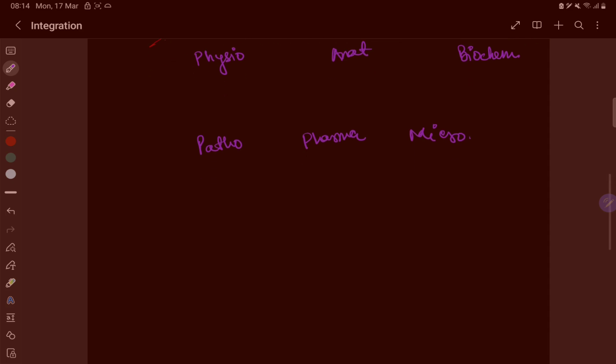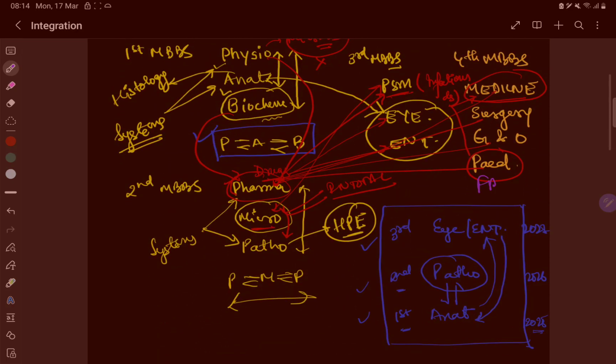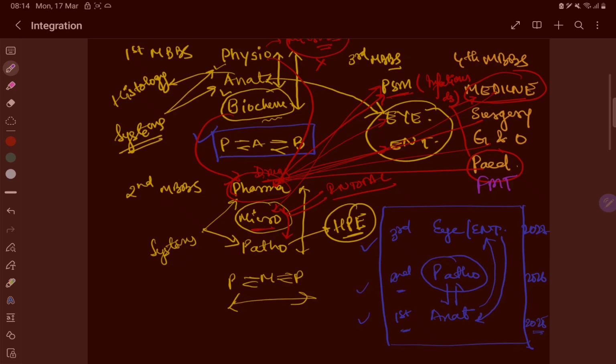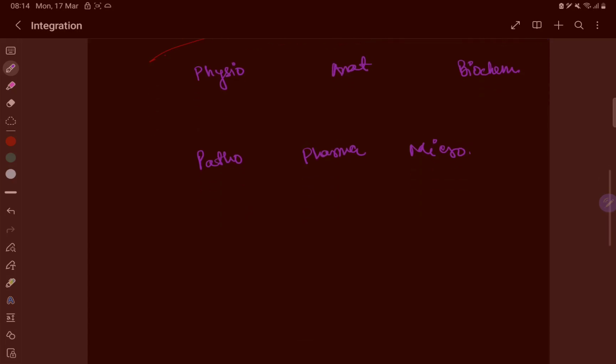Okay, in the final, I have missed out the FMT here, right? Because it was there in the second year only, but now it's in the fourth MBBS. Now suppose in the third there is eye, there is ENT, and there is PSM. So forget about this, let's write PSM over here and eye, and there is medicine, there is surgery, there is gynae and obs. Okay, surgery has ortho, gynae and obs, and there is pediatrics.